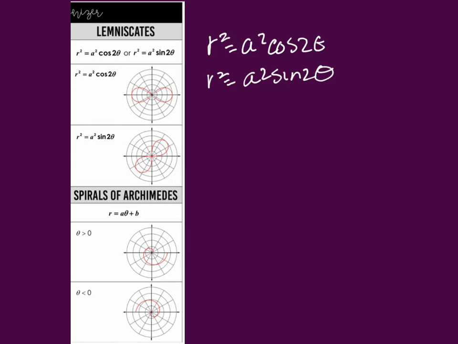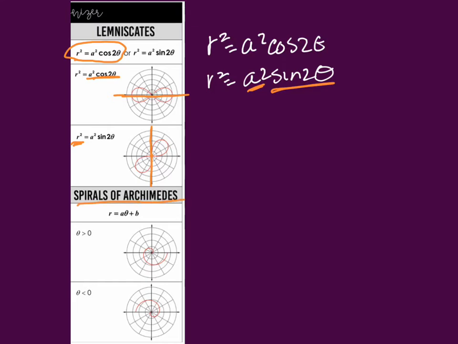lemniscates, okay? Now this is a stranger equation because it has the r squared in it. And this is usually an a squared cosine 2 theta. So if it's a cosine, of course, it's going to be symmetric to the polar axis. And if it's a sine, it's going to be symmetric to the pole. And the reason it's symmetric to the pole and not theta equals pi over 2 is because of this r squared.